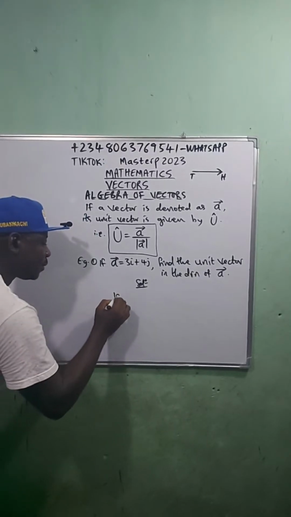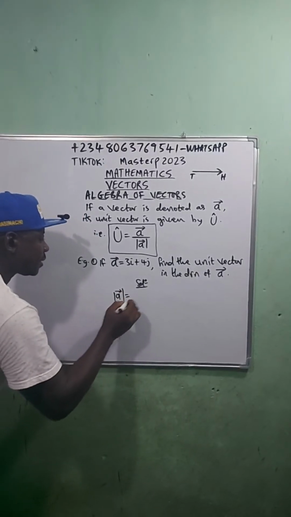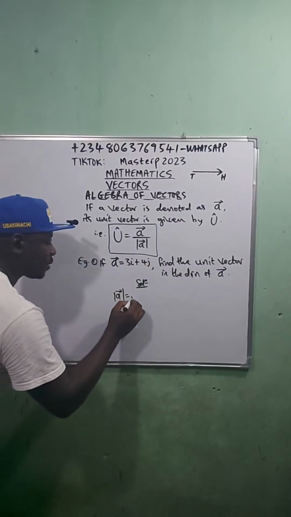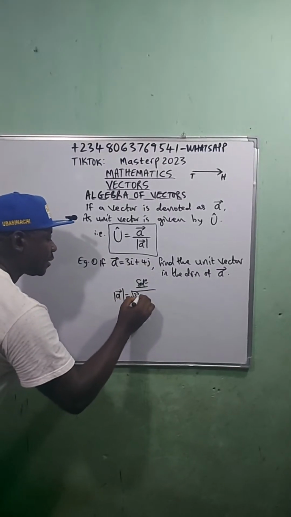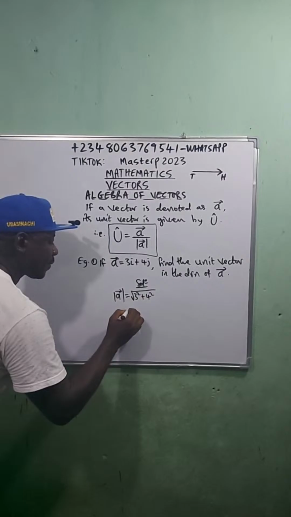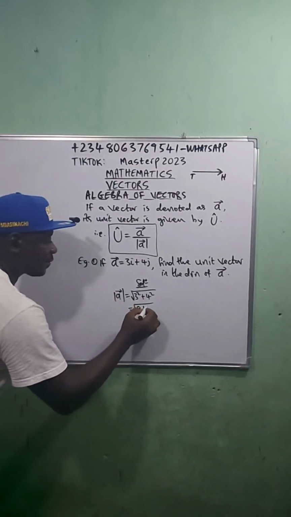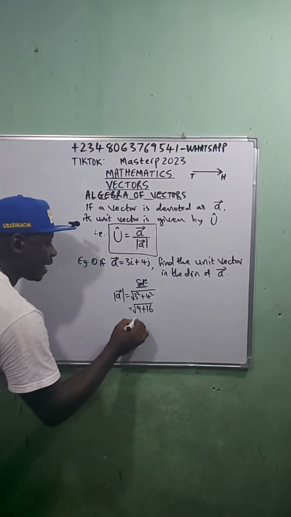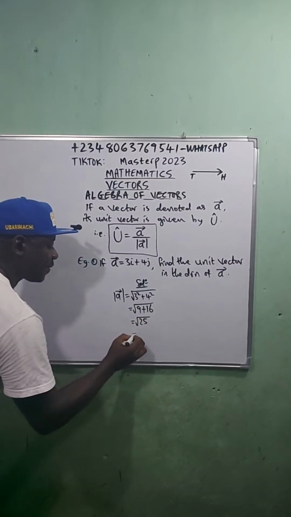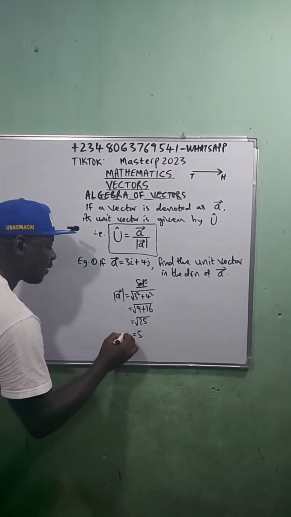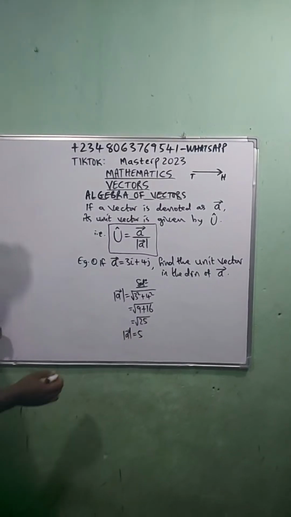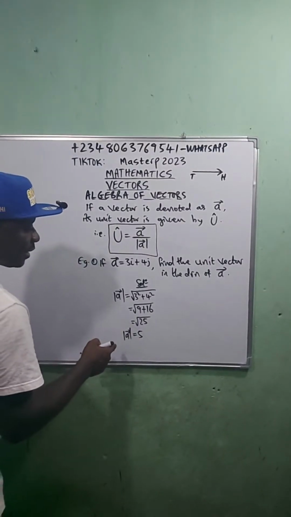I'll first get the modulus of this vector. The modulus of this vector simply means the square root of 3 square plus 4 square. 3 square is 3 times 3, 4 square is 4 times 4, which is 16. And 9 plus 16 will be 25, and the square root of 25 is going to be 5. So this is it. Then I want to get the unit vector.